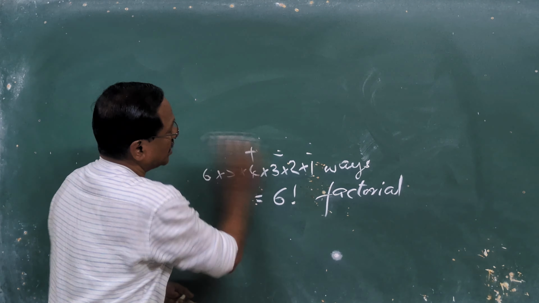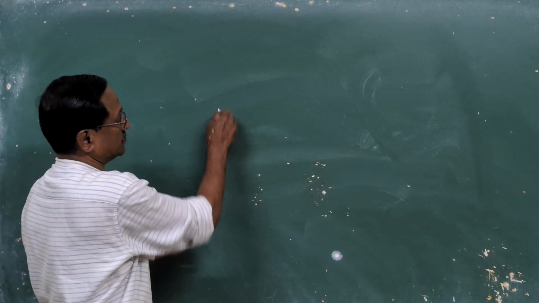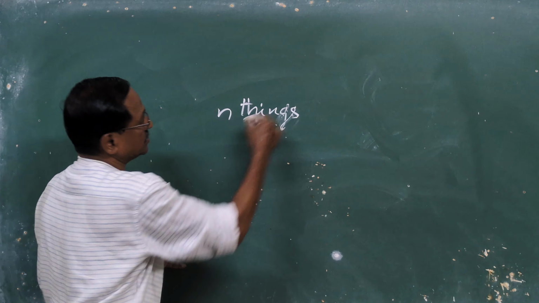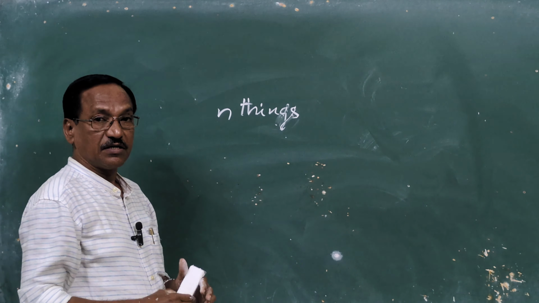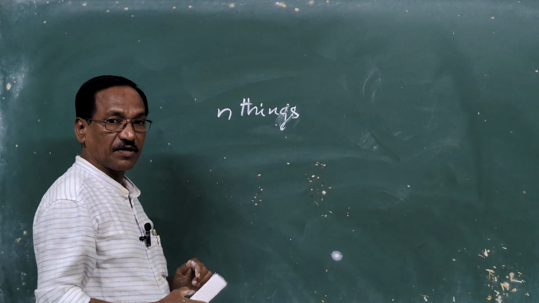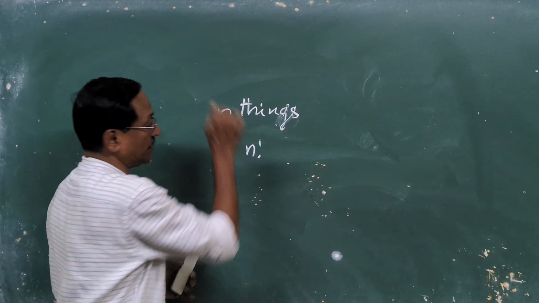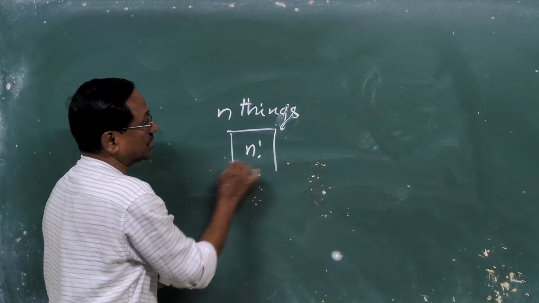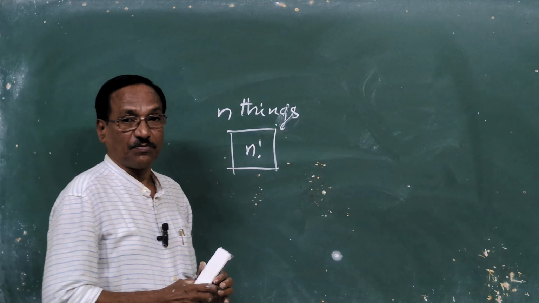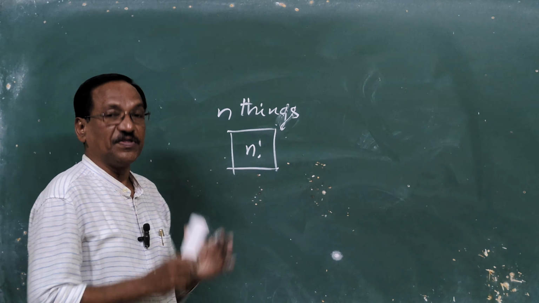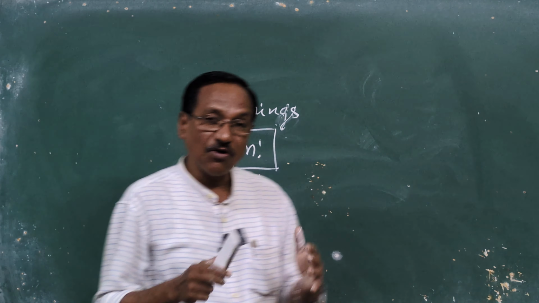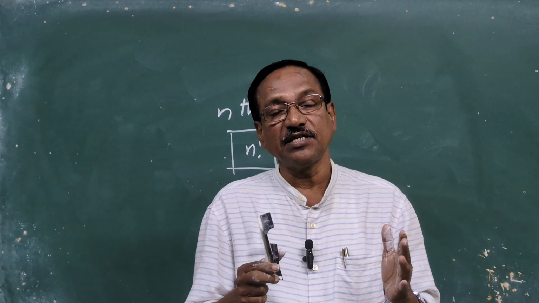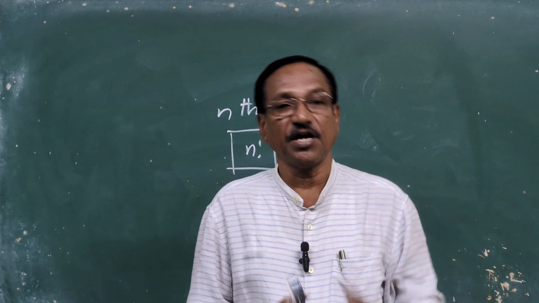That means the number of arrangements of n things taken all together, each exactly once, is n factorial. Number of arrangements of n things equal to n factorial. That can be used as a principle for the arrangements. If there are n things, n letters or n anythings, n persons or anything, then the number of arrangements are equal to n factorial.